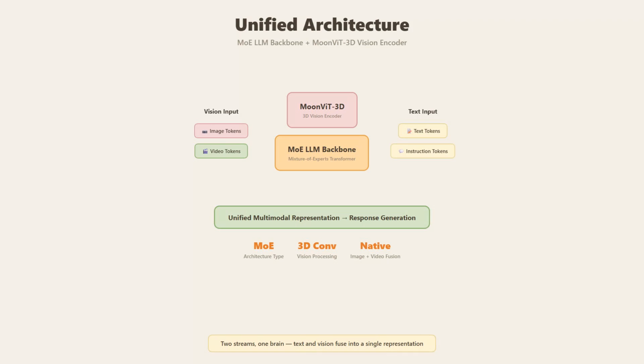Text tokens flow in from one side, image and video tokens flow in from the other, and they meet at a unified representation layer. The mixture of experts architecture means the model can selectively activate different expert modules depending on the task, making it both powerful and efficient. This fusion is what allows Kimi K2.5 to handle text, images, and videos in a single forward pass, rather than needing separate models for each modality.